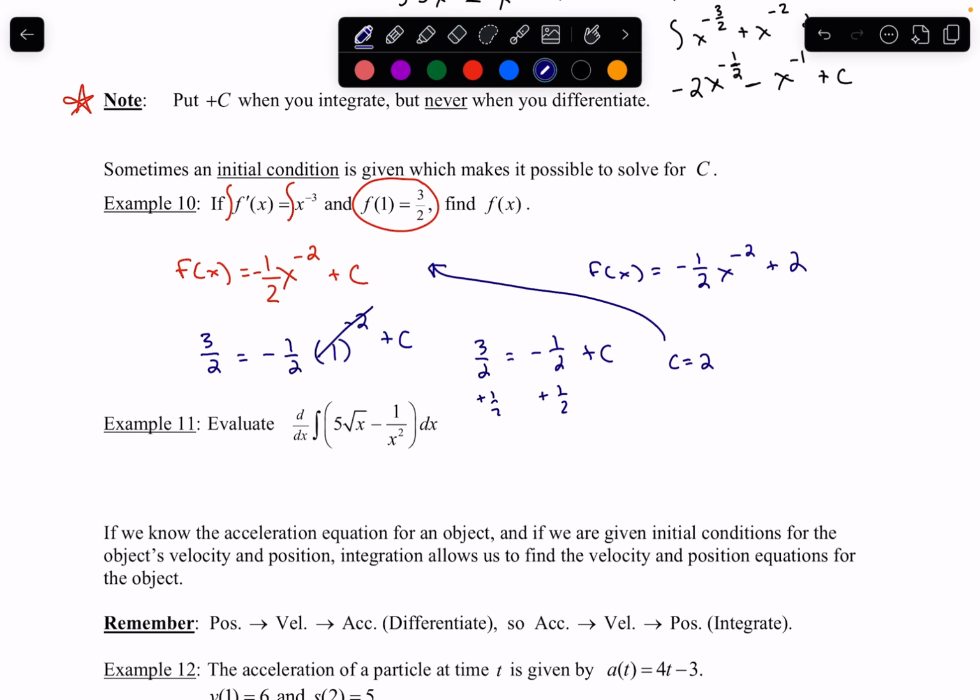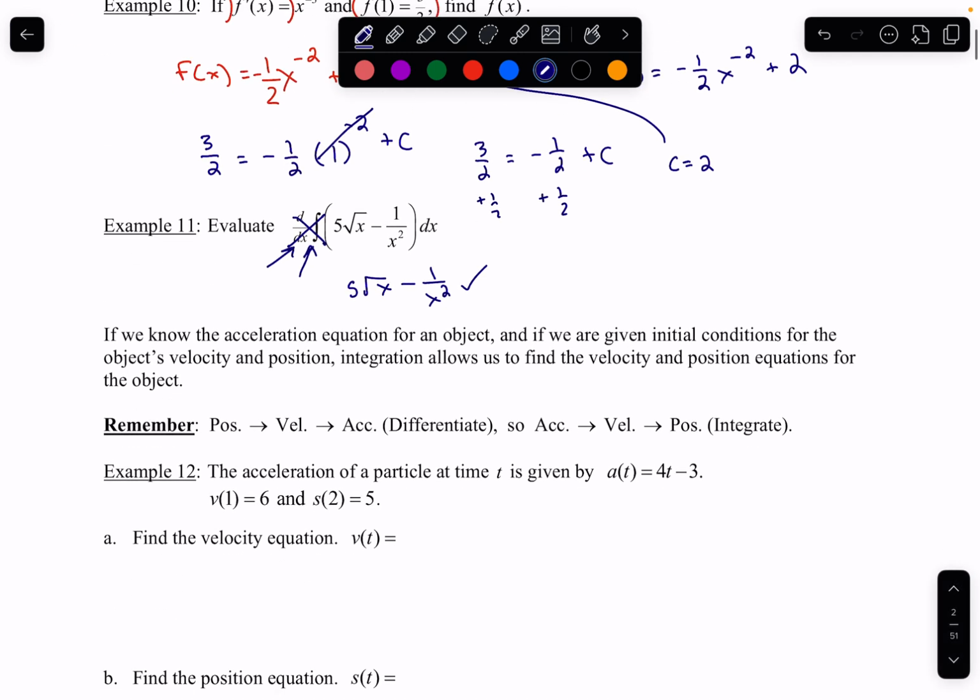Example 11 tries to throw you off a little bit. Number 11 wants you to take the derivative of an integral. Well, derivatives and integrals just cancel each other out. So the derivative and the integral are going to cancel, and you're just left with 5 root x minus 1 over x squared, right? They just undo the original work.